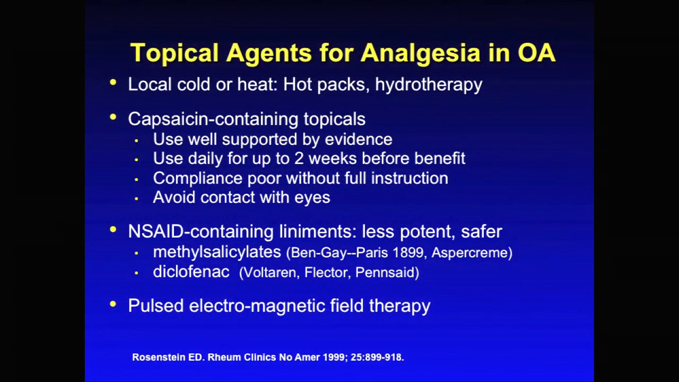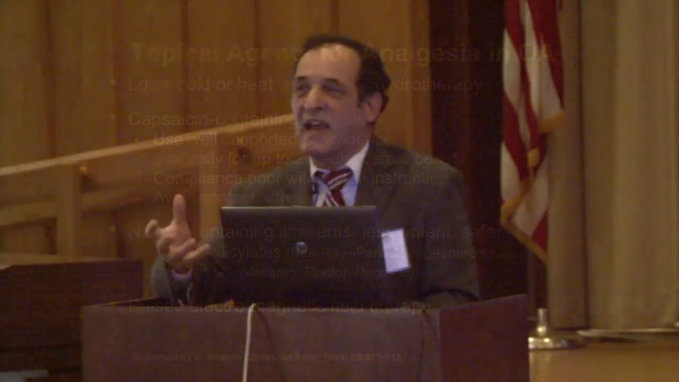is the use of topical agents. I mentioned heat and cold to you. There are agents that contain capsaicin, the active ingredient in hot peppers. What makes your tongue burn when you bite into a hot pepper, that has now been isolated and put in gels and creams that you can apply to joints. They can be very effective.